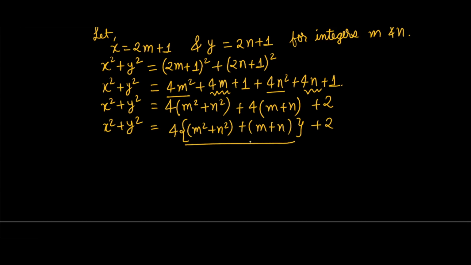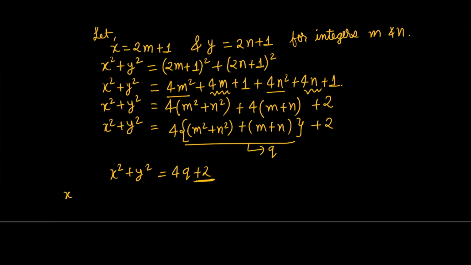So we will take this one as q. So x square plus y square equals 4q plus 2. So we are getting a remainder when it is divided by 4. So this is not divisible by 4.